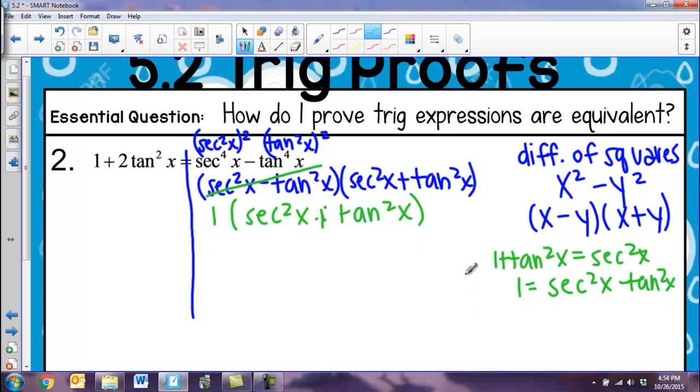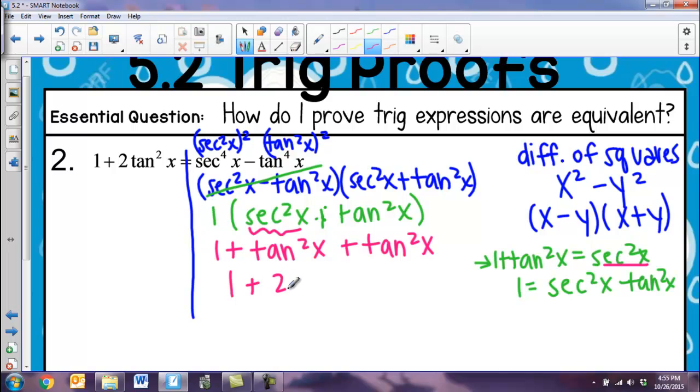Okay, and so now at this point, you kind of have to look at what you're trying to get in the end. In this one, I don't have any secants, so I need to see how I can get rid of this secant. I'm going to use this identity again: secant squared x is just 1 plus tangent squared x. So if I replace this with 1 plus tangent squared x, plus the tangent squared x that was still left there, and I combine like terms, I would have 2 tangent squared x's, and that's what I wanted.